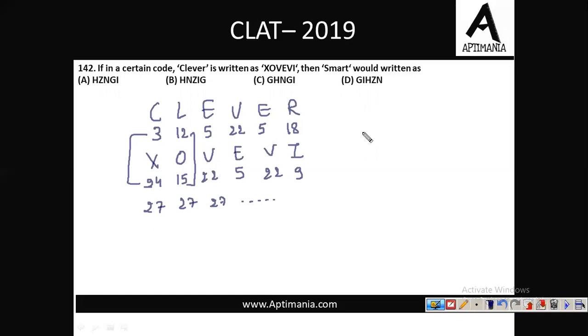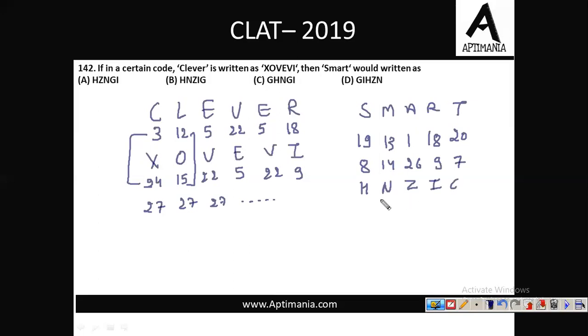Now we need to find the code for the word SMART. S comes at position number 19, so here it should be 8 to make the sum 27. M is 13, so here it should be 14. A is 1, so here it should be 26. R is 18, so here it should be 9. And T is 20, so here it should be 7. Now 8 is H, 14 is N, 26 is Z, 9 is I, and 7 is G. So the answer to this question is option B, HNZIG.